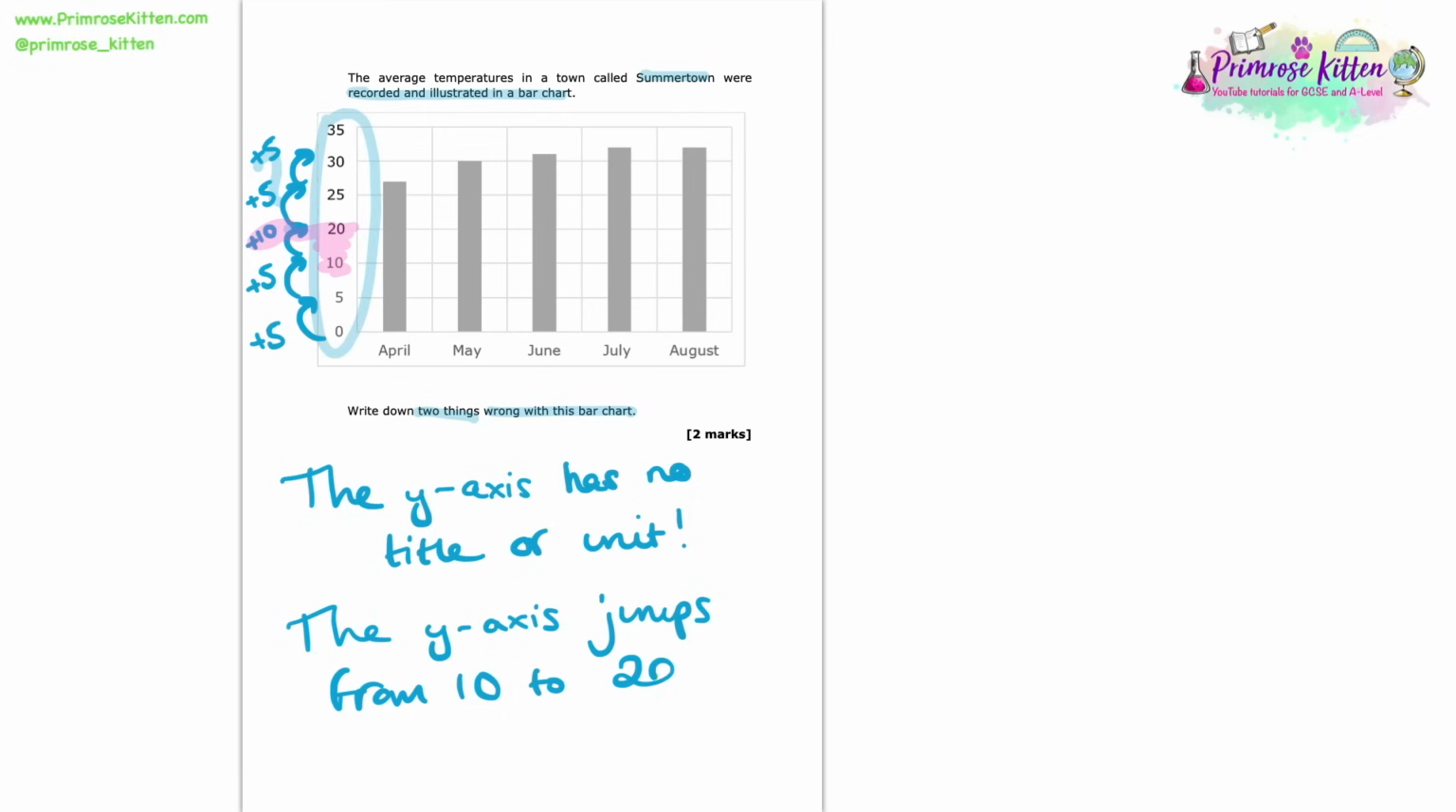So we've got here 2 points. We have got that the y-axis has no title or unit. And then we have also got the fact that the y-axis jumps from 10 to 20, and therefore it does not have a regular scale. So that is our answer. Those are our 2 things wrong with this bar chart. And they're 2 things that could be wrong with any bar chart. So you can take your knowledge from this question and apply it to any other bar chart question as well.